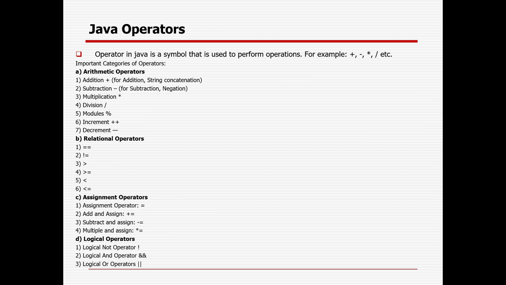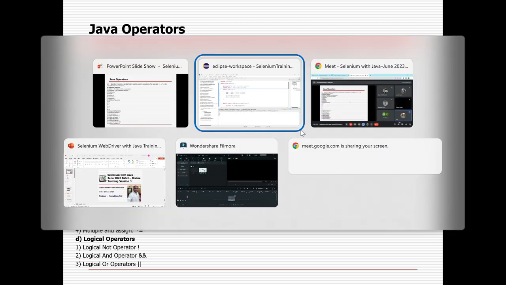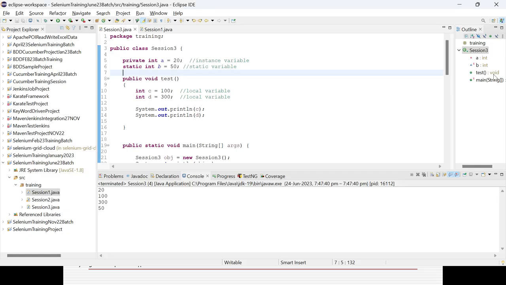Okay, then the Java operators. An operator is nothing but something we use to perform different operations. There are primarily four types of operator, though there are a few more. Arithmetic, relational, assignment, and logical. Arithmetic is addition, subtraction, multiplication, division, increment, decrement. Relational is equal to, not equal to, greater, less, all this stuff. Assignment means plus equal to, minus equal to, and so on. And logical means not, logical and, logical or, like that. So I will cover the different operators you can use in Java.